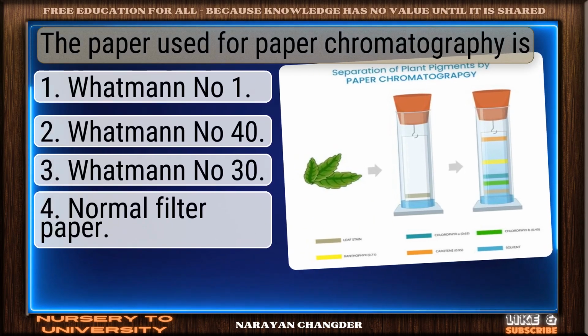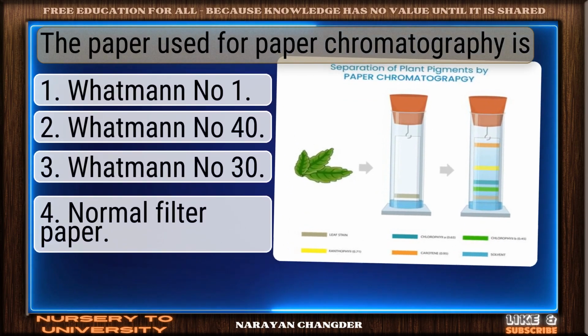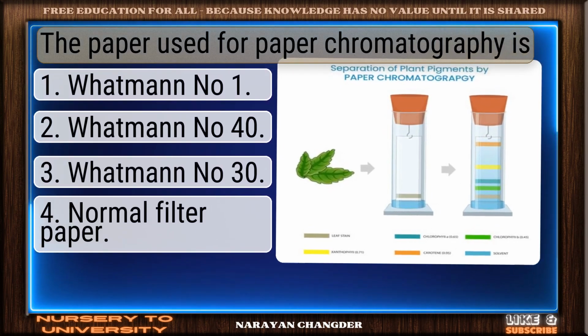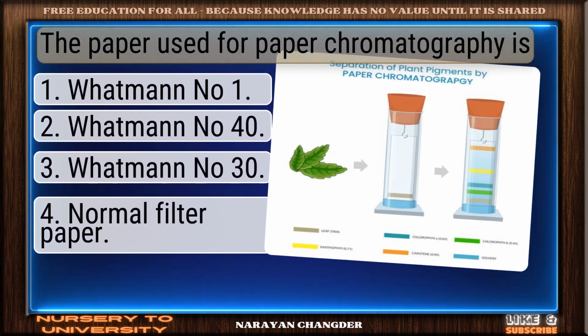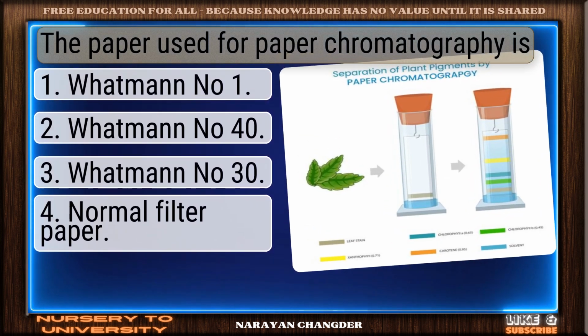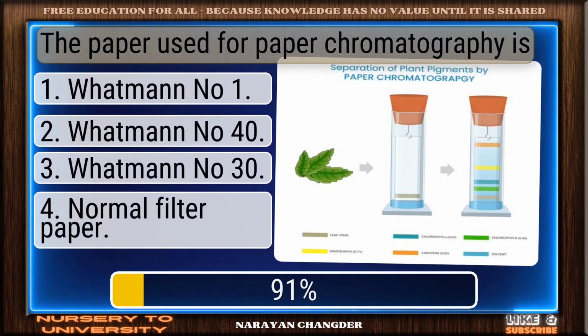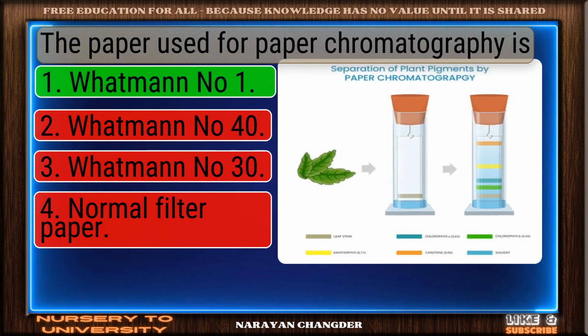The paper used for paper chromatography is Option 1, Whatman No 1. Option 2, Whatman No 40. Option 3, Whatman No 30. Option 4, normal filter paper. Right choice, Whatman No 1.